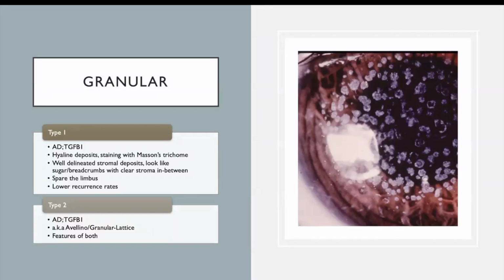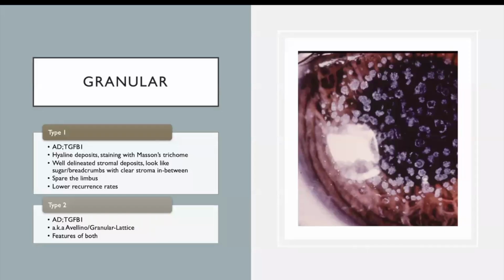With type 2, you're looking at sort of a mixed picture between granular and lattice. So you may have heard of something called Avellino, or it's also referred to as granular-lattice, but you'll get features of both. So you'll get both the hyaline deposits and the amyloid deposits, and you'll get both of these, the sugar breadcrumb type lesions plus the lattice lesions as well. So that's generally the thing with granular.